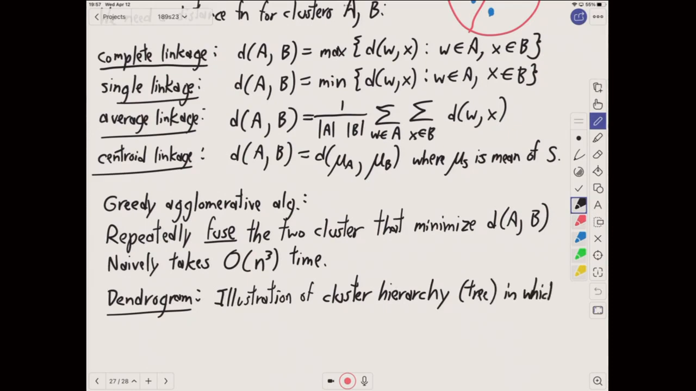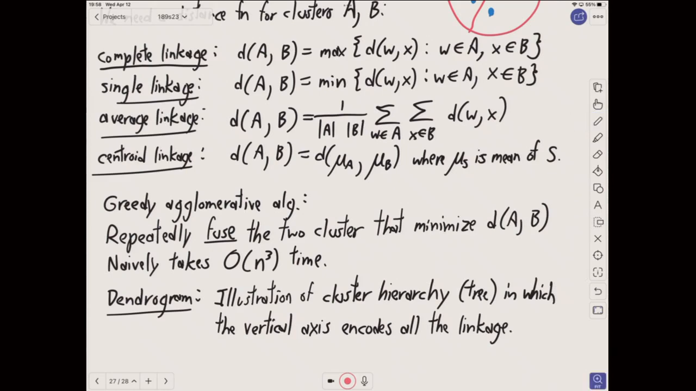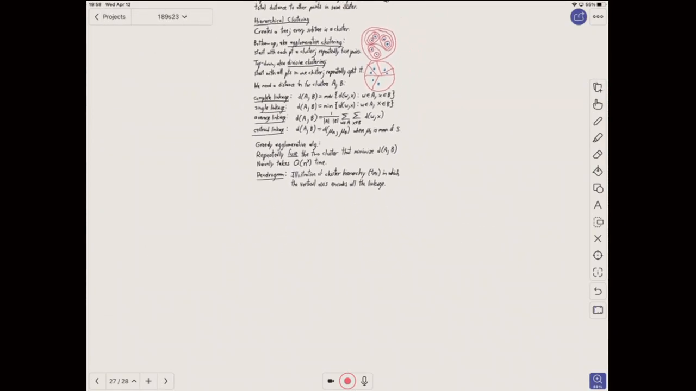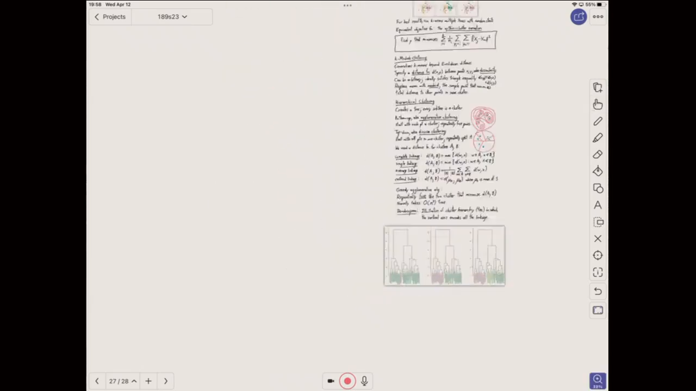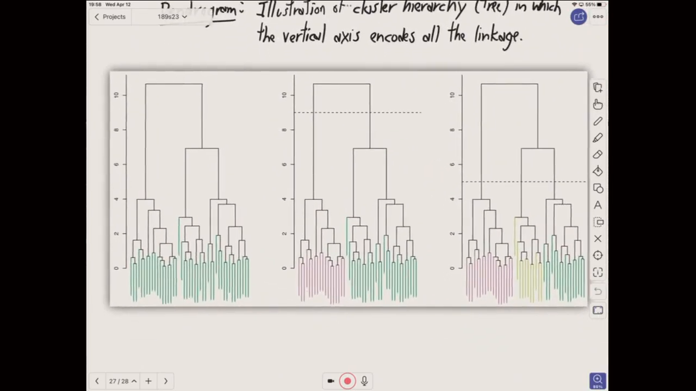Now, one thing that's special about the dendrogram is that we use the vertical axis to encode all the linkage distances. So it gives us an idea of how close the clusters are to each other within each cluster. This will be more clear when you see the picture. So there we go.